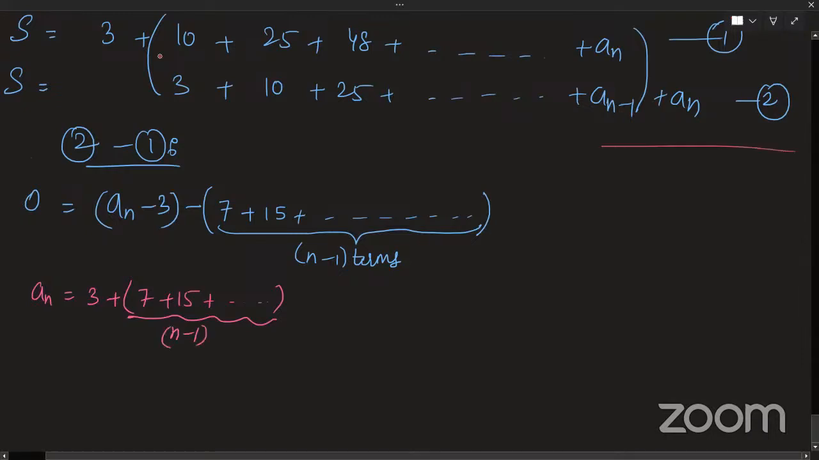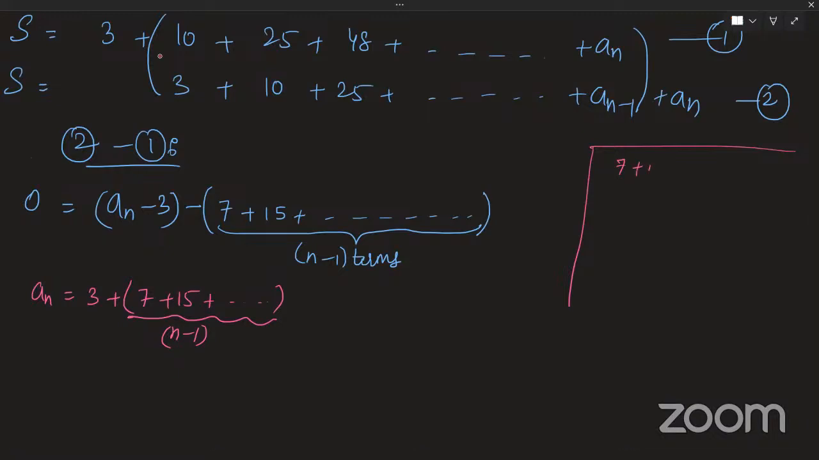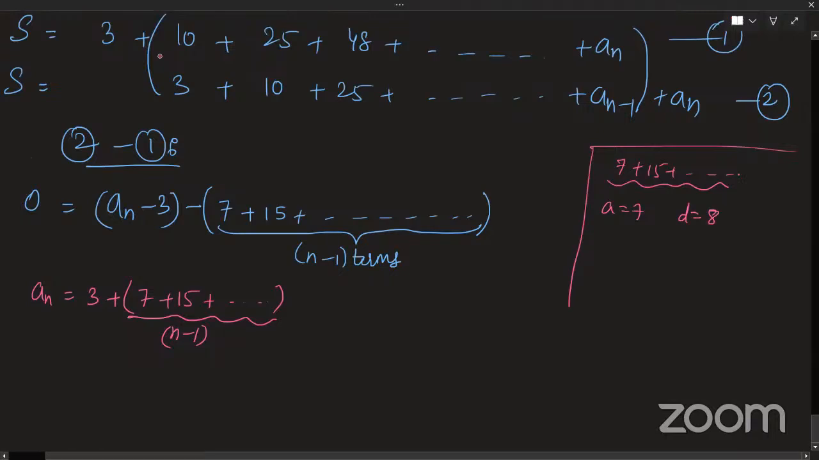Now, can you help me evaluate 7 plus 15 plus so on? Its A is 7, its D is 8, the common difference is 8. Can you help me evaluate the sum of the first n minus 1 terms of this series? What is the sum of the first n terms of an AP? It is n by 2 into 2a plus n minus 1 into d.